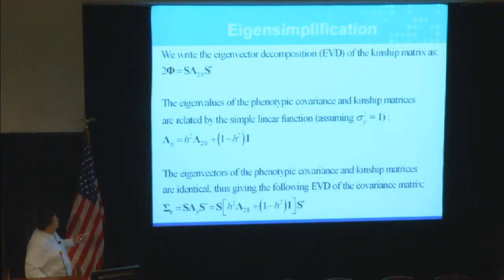Right? And so we can just write the eigenvector decomposition, the EVD, of the kinship matrix using the orthogonal matrix of eigenvectors and this diagonal matrix of the eigenvalues of the kinship matrix. And the eigenvalues of the phenotypic covariance and kinship matrices are related by this simple linear function of the heritability and the eigenvalues of the kinship matrix. And we can re-express the EVD for the covariance matrix using this linear relationship between the eigenvalues of the phenotypic covariance matrix and the eigenvalues of the kinship matrix. Under the EVD for the kinship and the phenotypic covariance matrix, the orthogonal matrices of eigenvectors S are identical, so we can use those same matrices.